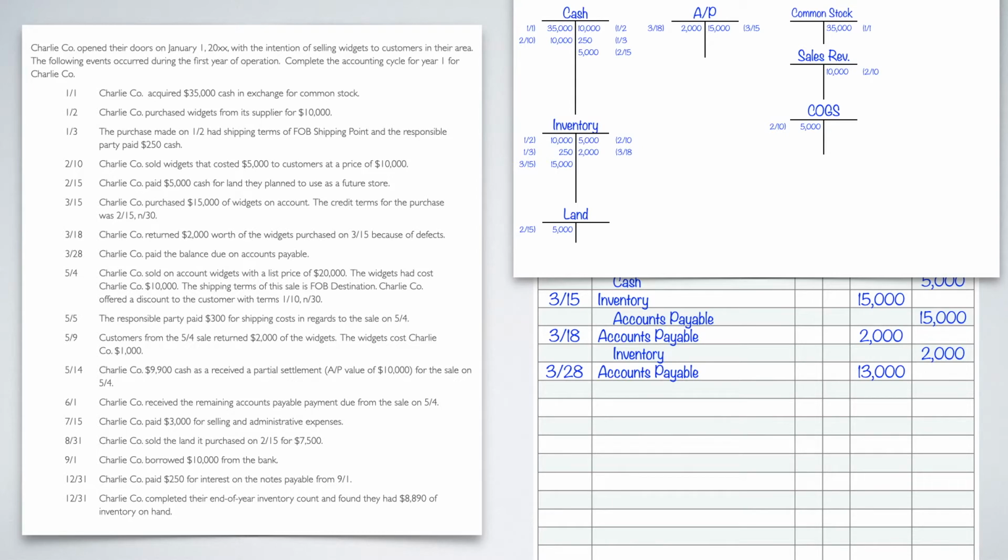Now, how am I getting rid of that AP? Well, I'm paying cash for it. So I'm going to credit cash, but for how much? I'm not going to pay 13,000. I'm going to pay whatever it is minus the discount, which a 2% discount for 13,000 is going to be $260. So if I subtract 260 from 13,000, that's going to give me a cash payment of 12,740.